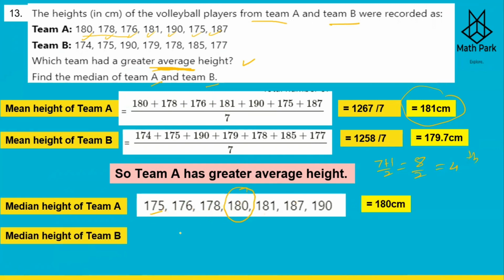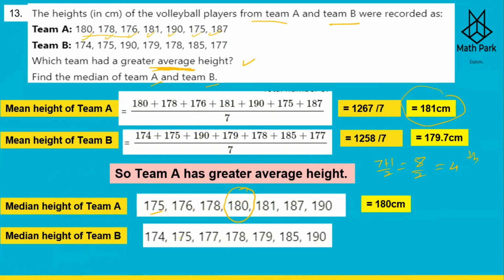Then the median height of team B, again we arrange the data in the ascending order. Again, the number of observations are odd. So exactly middle one, 1, 2, 3, and 4. 178 centimeter is going to be the median height of team B. Got it? So this is how, children, we completed all the exercises of this chapter.